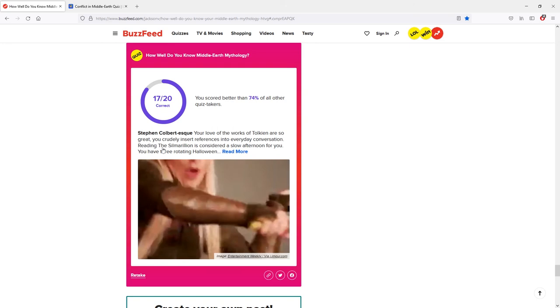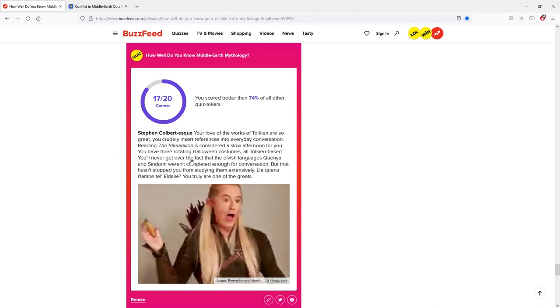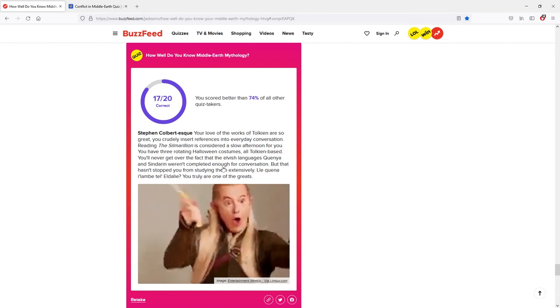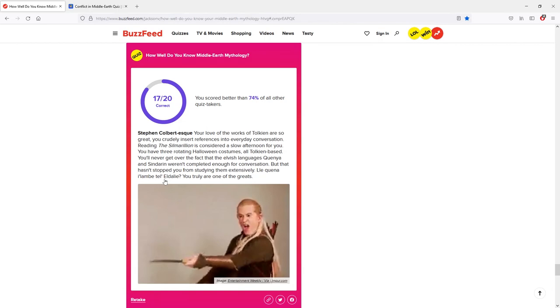Reading the Silmarillion is considered a slow afternoon for you. You have three rotating Halloween costumes, all Tolkien-based. No, I don't. You will never get over the fact that the Elvish languages Quenya and Sindarin weren't completed enough for conversation. But that hasn't stopped you from studying them extensively. No.